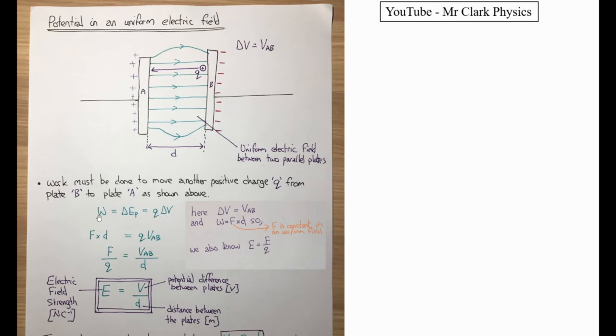I'm then going to change the left-hand side of this equation. I'm going to say that, in general, always, work done is force times distance. Now, technically, if you're moving at an angle to the field, it would be force times distance times cosine theta, but here, because we're going along the lines, it's just force times distance, because theta of 0 would make cosine theta equal to 1.